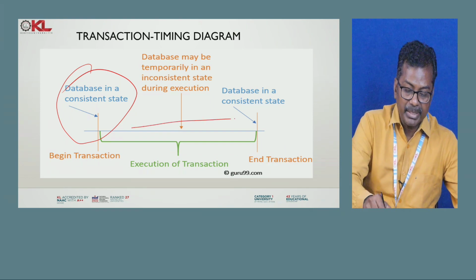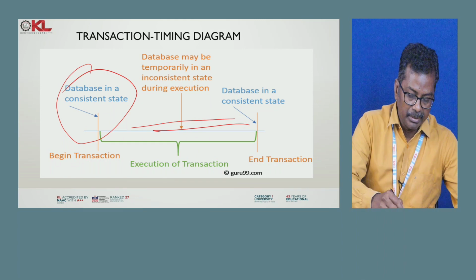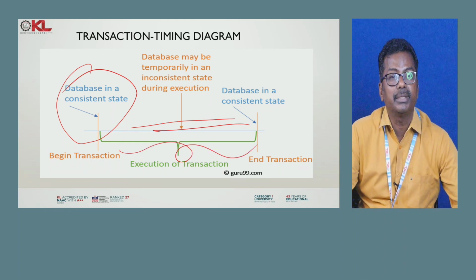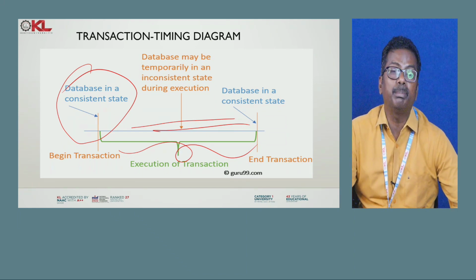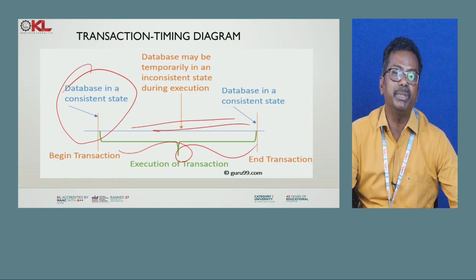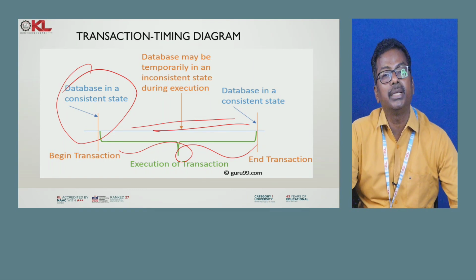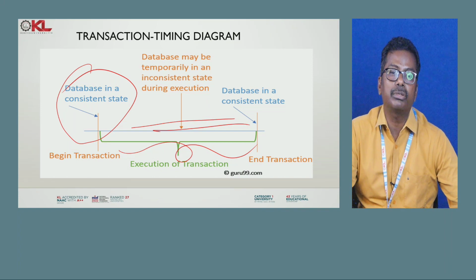Now, when the transaction starts, or let's say initiates, the database temporarily goes into an inconsistent state. During this particular period of execution of the transaction, the database will be in an inconsistent state. Once the transaction is completed, for example, that 800 rupees is transferred successfully into your friend's account, the balance shows 200 rupees in your account, and your friend's account balance will be added with, let us say, 800 rupees.